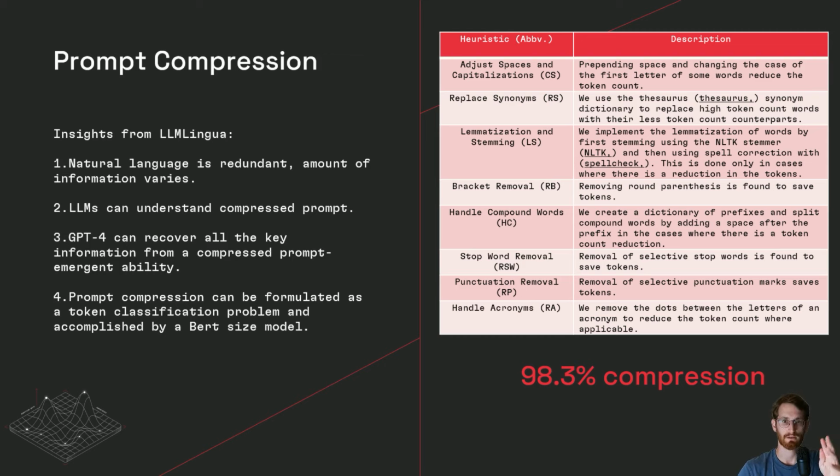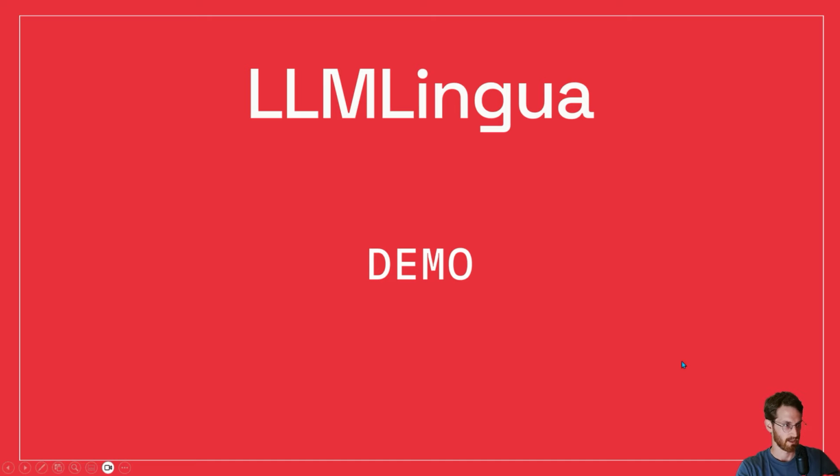Now, on the right, you see all kinds of types of abbreviations that can be applied. And at the end of the day, this one, I think I took it from Frugal GPT, which we'll be discussing at the end of the talk. This paper achieved 98.3% compression. Compression equates to cost saving. If you're compressing by 98%, you're saving 98% of the cost. Let's see the next demo.